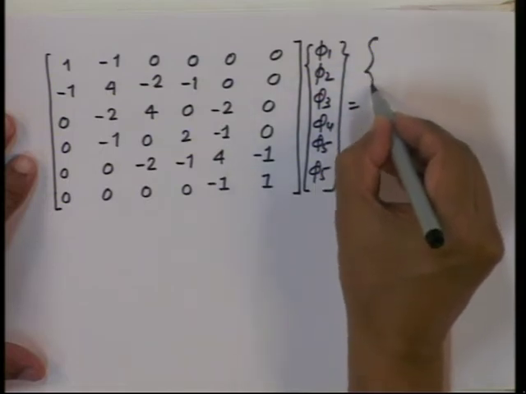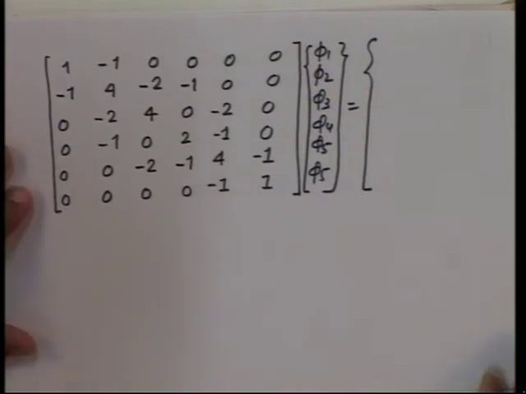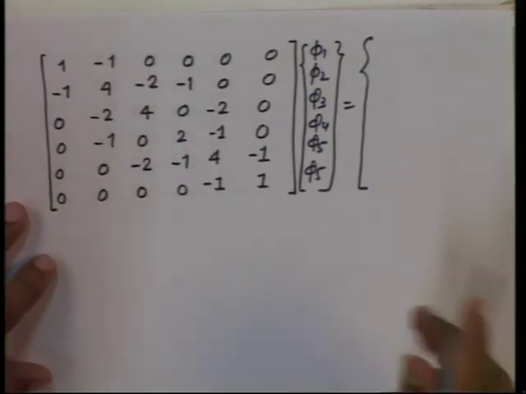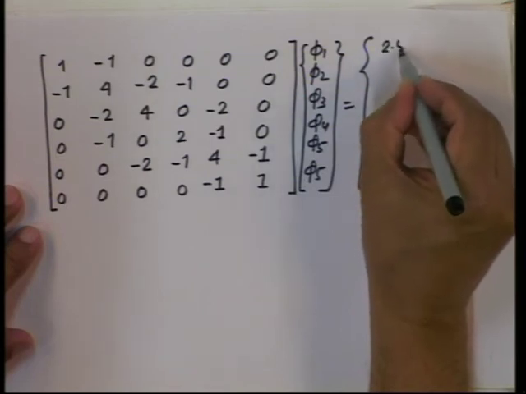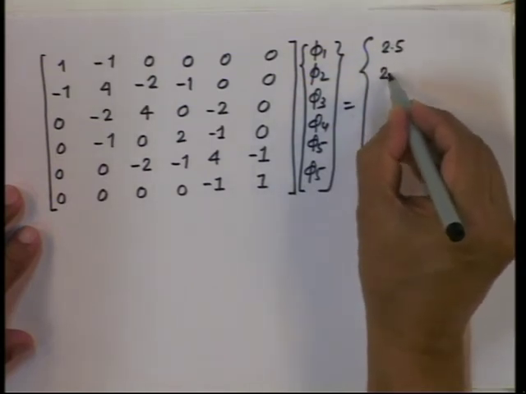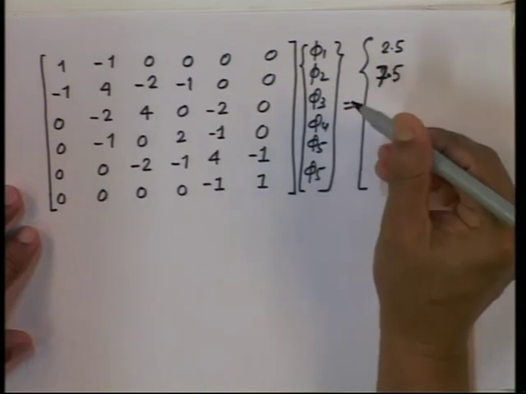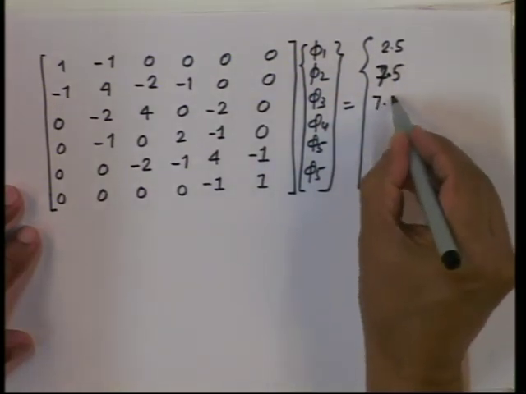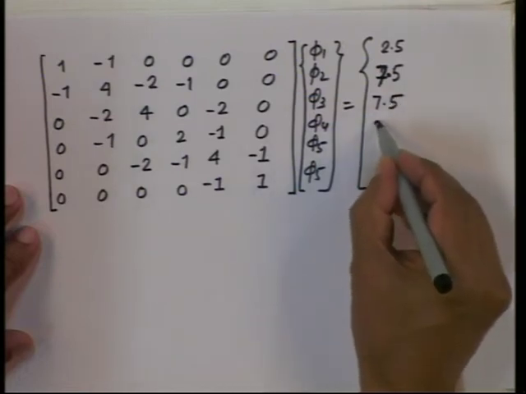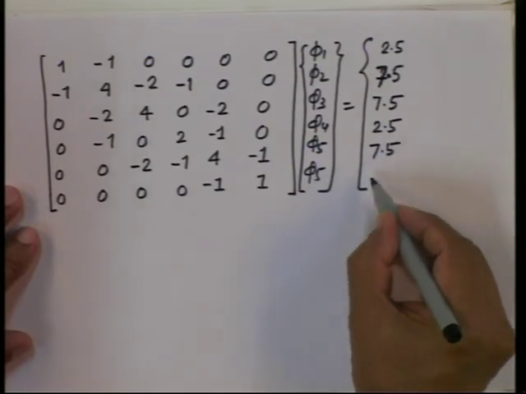equals F1 2.5, how much? 2.5, 7.5. This is 7.5, 3. There are 3 additions. And again 7.5, then 7.5 and 2.5.